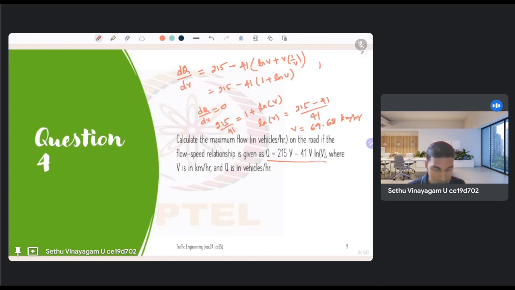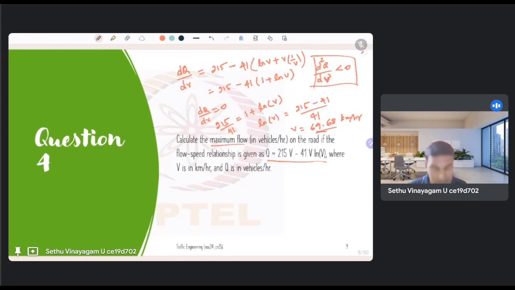To confirm that, we should find the second derivative, d²Q by dV², and then look at its value at 69.68. If it is less than 0, then that point corresponds to the maximum. You can check that. For this one, I'm not going to do it, so you can check that in your free time. It will be negative, so this point corresponds to the maximum of this function.